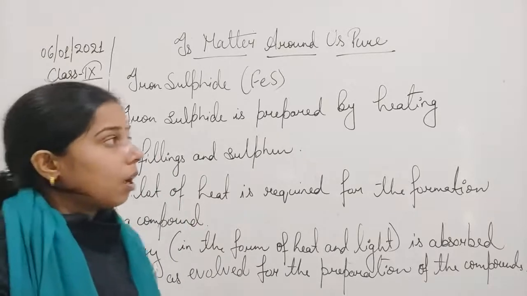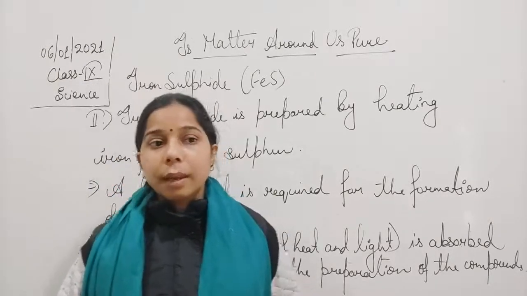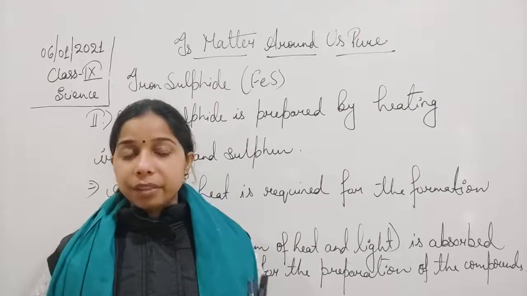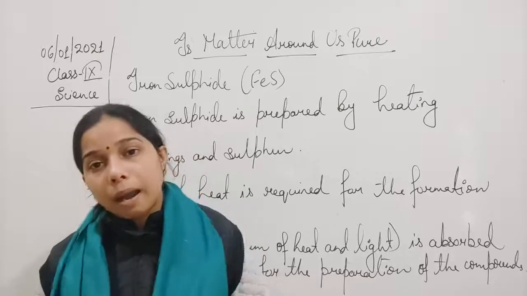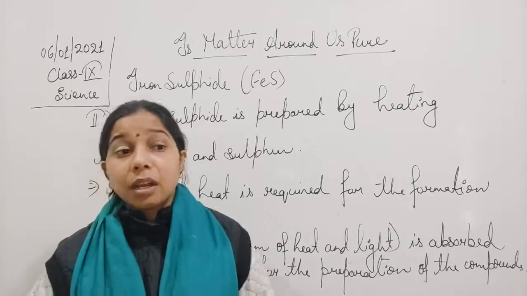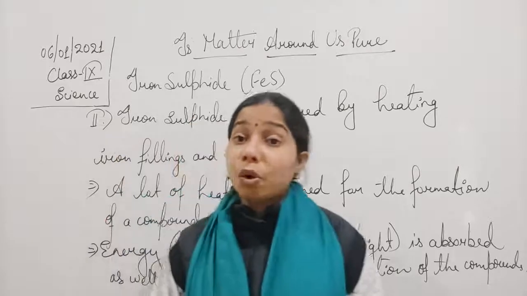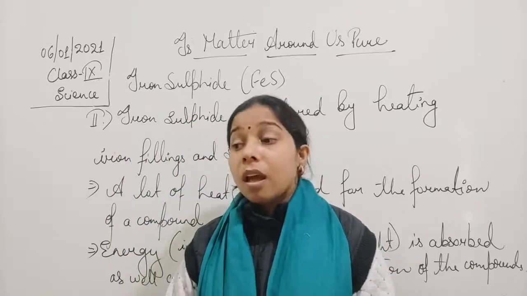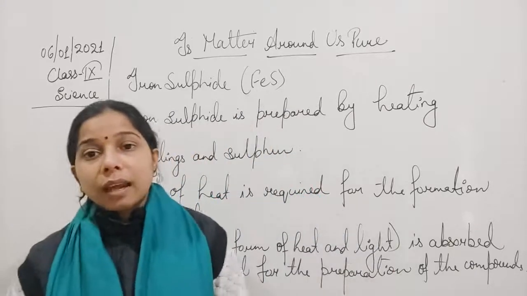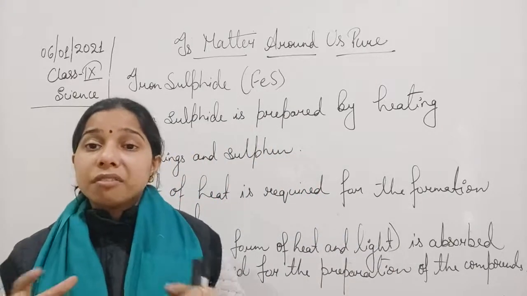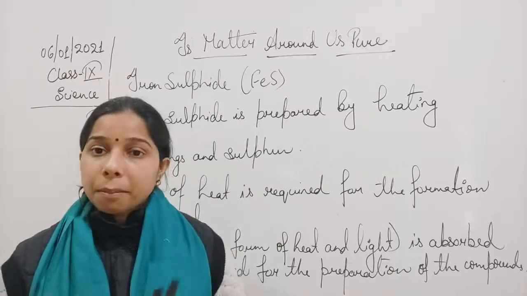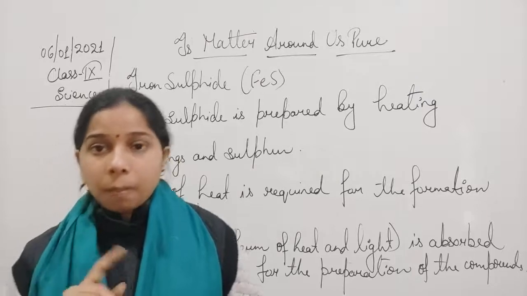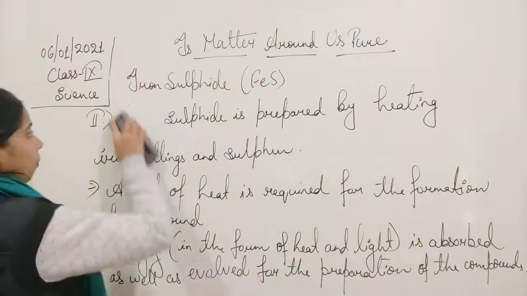Now see here, when we were talking about the iron and the sulfur, when they react with each other, they form a compound, and that is known as iron sulfide. Now this iron sulfide cannot be separated by any physical or chemical means. There is another thing, students, and that is they always combine together in a fixed ratio by mass.